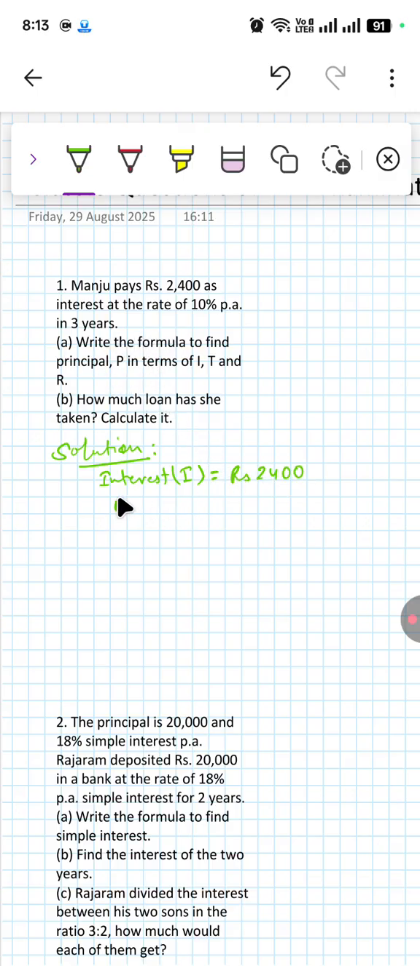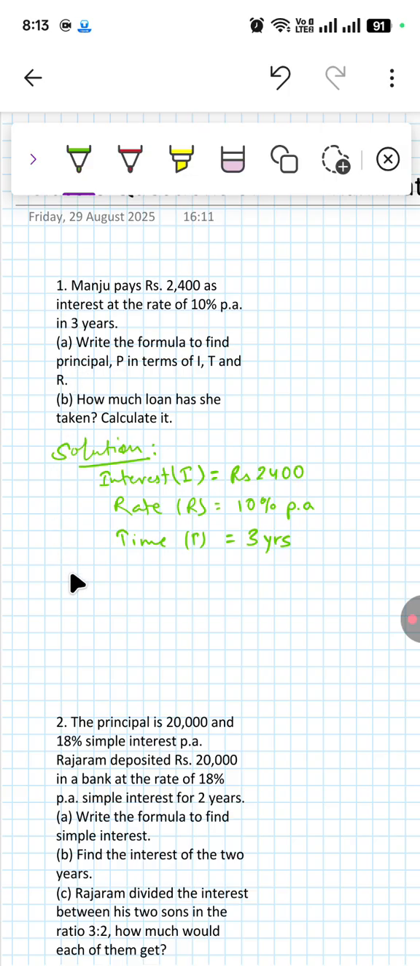And the rate is also given over here. The rate is R, that is 10% PA, which means per annum, per year. The time is also given out here. Time T. Time is 3 years.